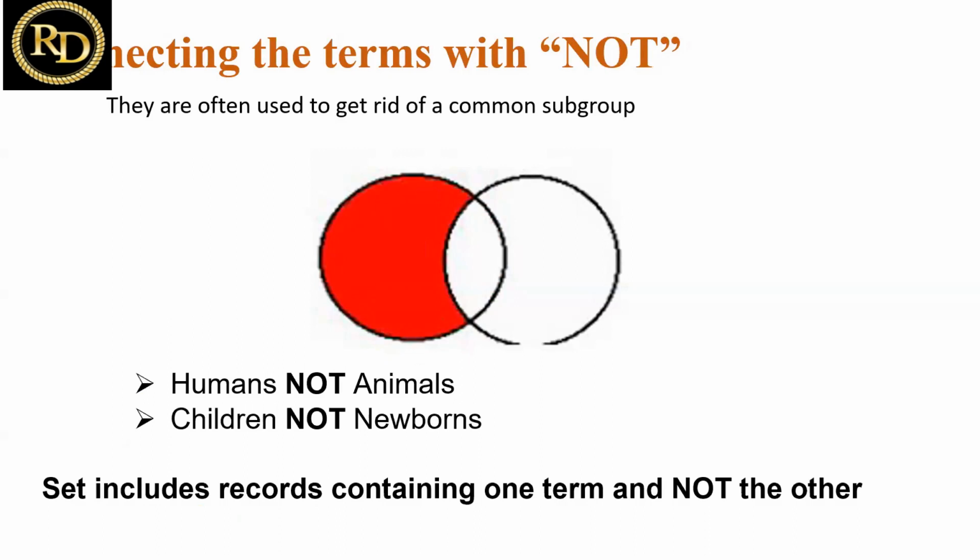Then in such cases, what do we need to do? We need to do humans not animals. Then it will eliminate all the studies which are on animals. So in this way, we can use the not Boolean operator in our search. If you are looking for children, but not newborn children, in such a way we can use not Boolean logic.